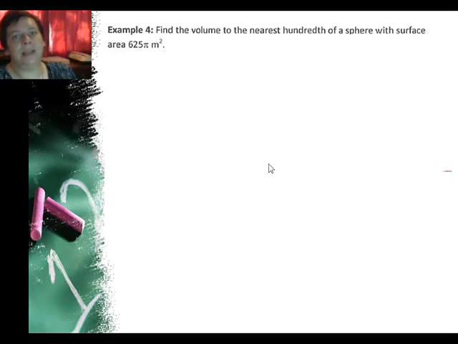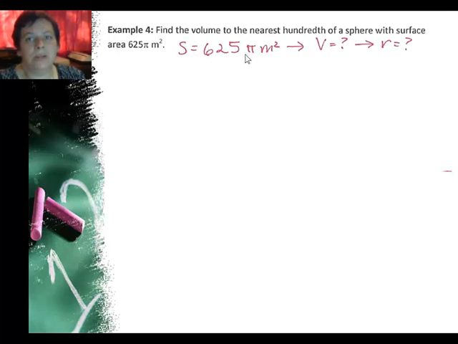In our last example, I'm giving the surface area and now I want to find the volume. So it says find the volume to the nearest hundredth of a sphere with surface area of 625 pi meters squared. So the information I know is that the surface area is 625 pi meters squared, and I'm looking for volume. And if I'm looking for volume, I'm probably going to need the radius.